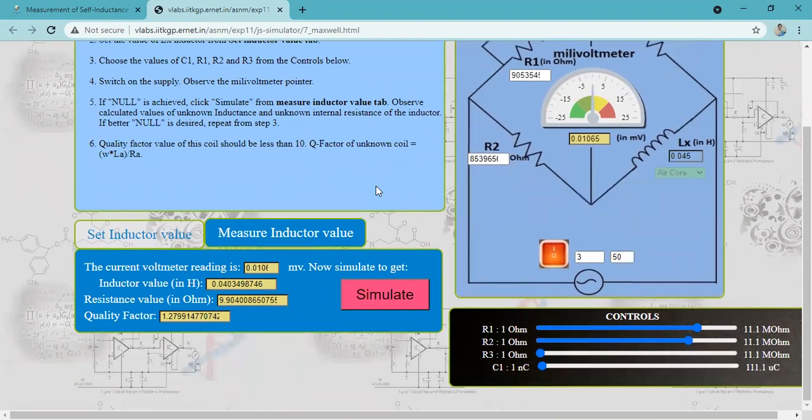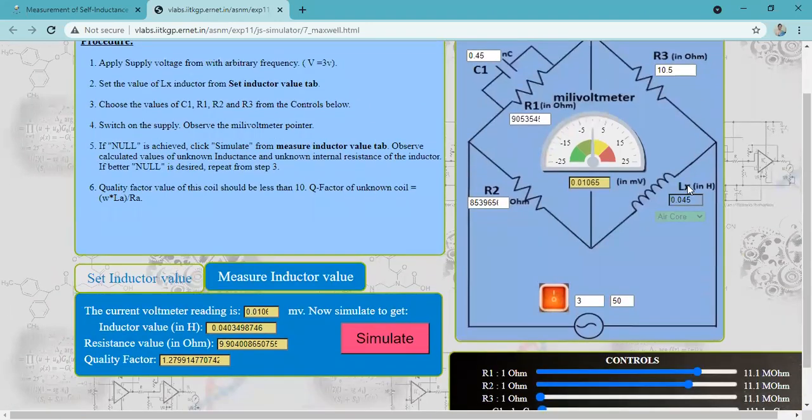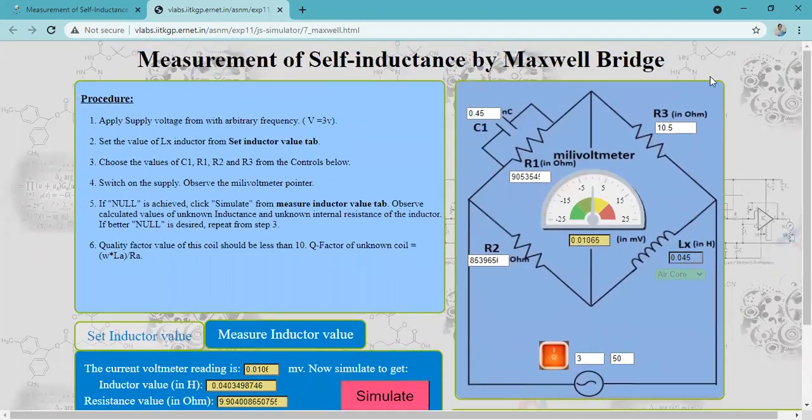Now what you have to do, students? You have to calculate the inductance value with the help of the formula, as well as you have to calculate the quality factor with the help of the formula. Is this part clear? Then I will show you the calculation. Is this virtual platform clear, how to perform the experiment? Students?